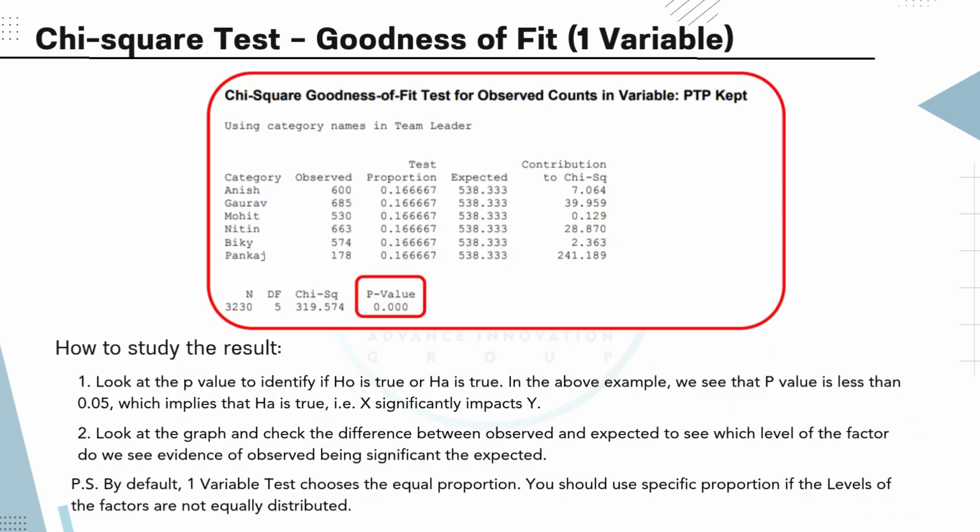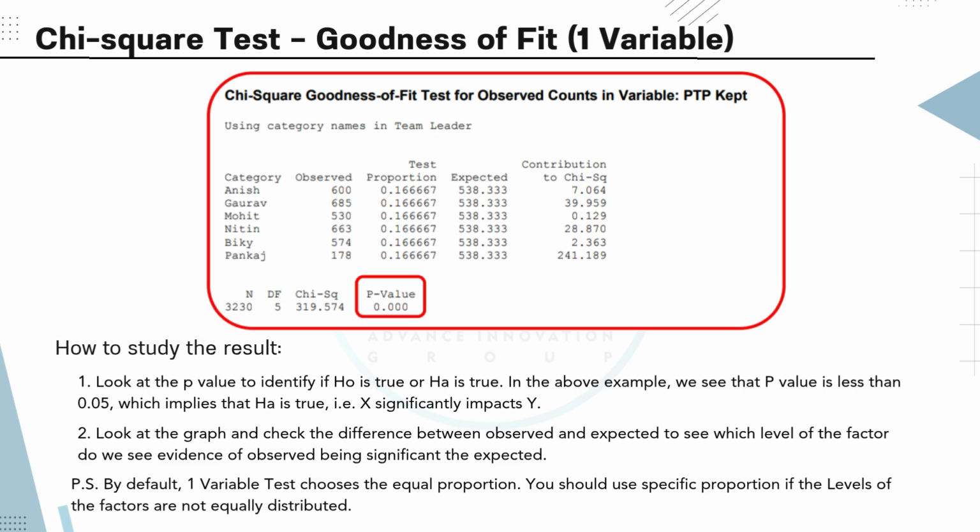Now let's look at how we interpret the actual output of the chi-square goodness of fit test. Here, the system is evaluating if the number of observations across different team leaders, Anish, Gaurav, Mohit, Nitin, Biki, and Pankaj, follow a certain expected distribution. Let's break it down step by step.